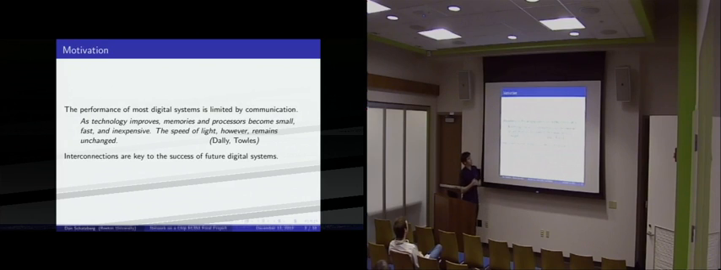The general motivation here is that a lot of digital systems, their performance is limited by their communication. And I have a quote here: as technology improves, memories and processors become small, fast, and inexpensive. The speed of light, however, remains unchanged. So the idea here is that our logic units and our memory units get better and better, but we're still constrained by the propagation delay of our communication. And so how we manage that becomes really important to the performance of our systems.